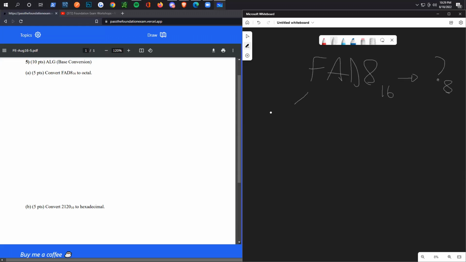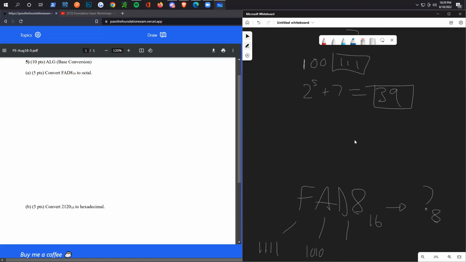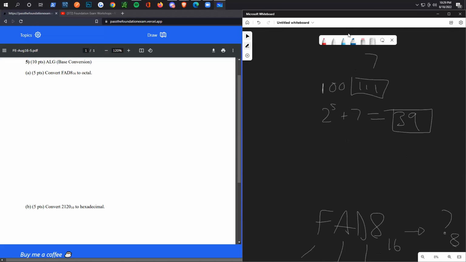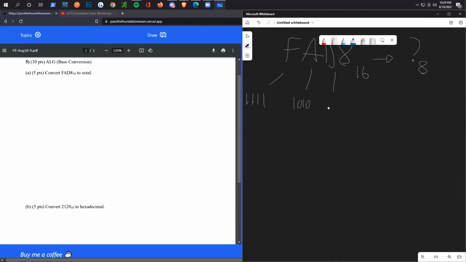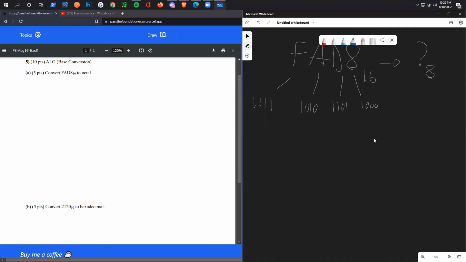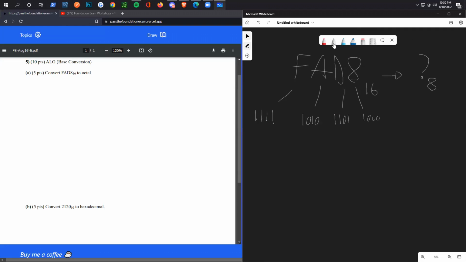So this F is 1, 1, 1, 1. A is 10, so that's 1, 0, 1, 0. D is 13, so it's going to be 1, 1, 0, 1. And 8 is going to be 1, 0, 0, 0. Okay, so there we go. We converted it to binary.